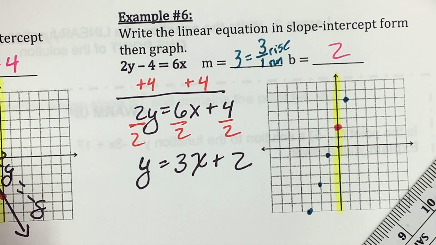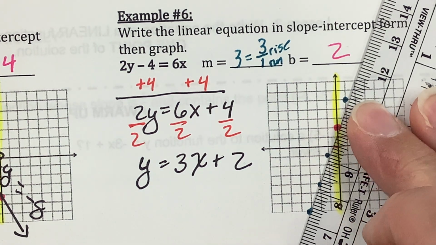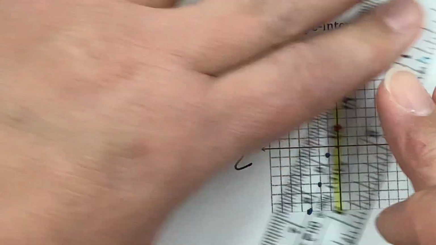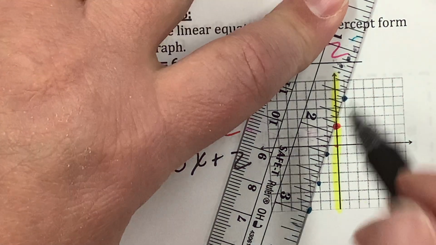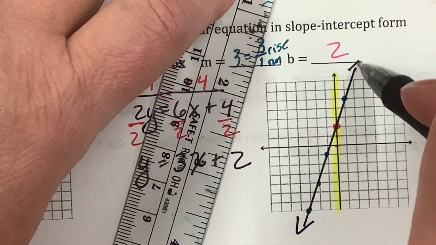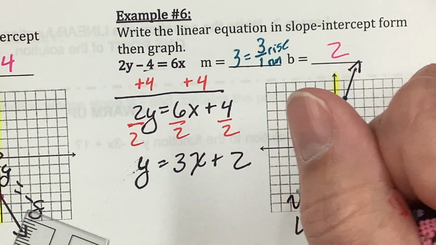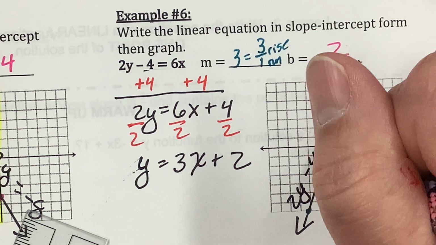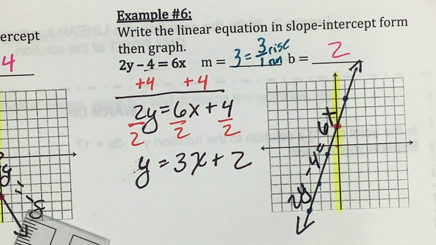Aw, such nice little points. All the way across. And I'm going to put my ruler on the other side. It's a little easier for me. I'm right-handed. Here we go. Connect all those dots. Arrow on top and bottom. Original equation. 2y minus 4 equals 6x. Bingo.